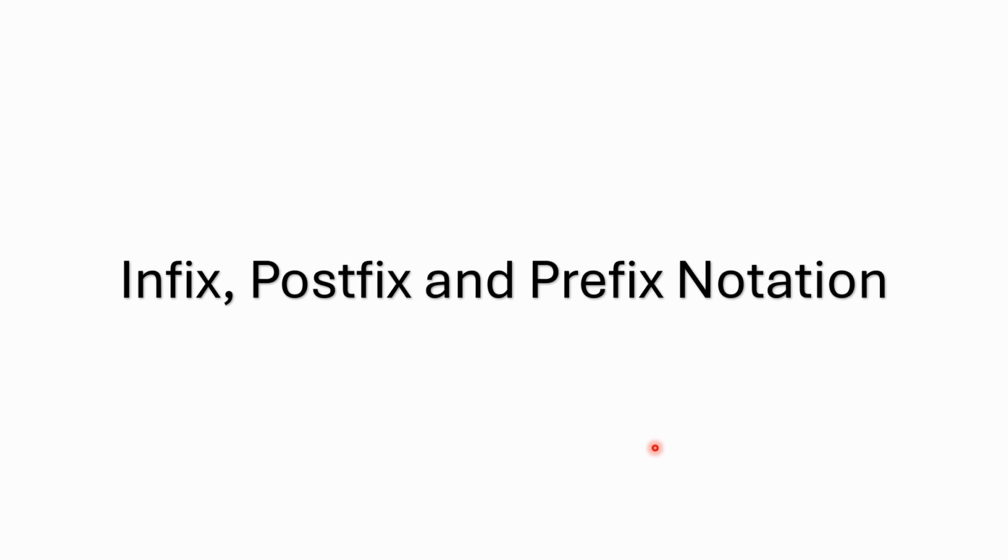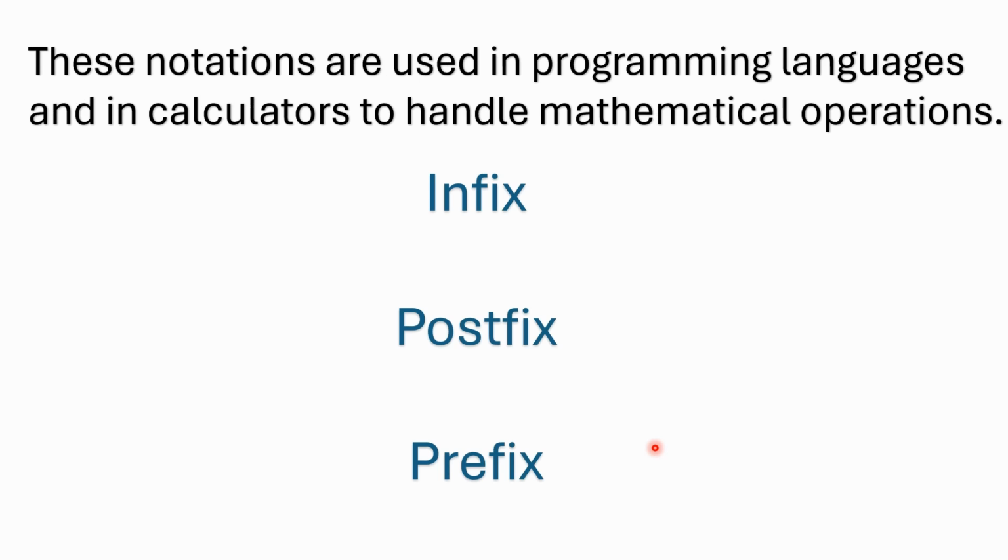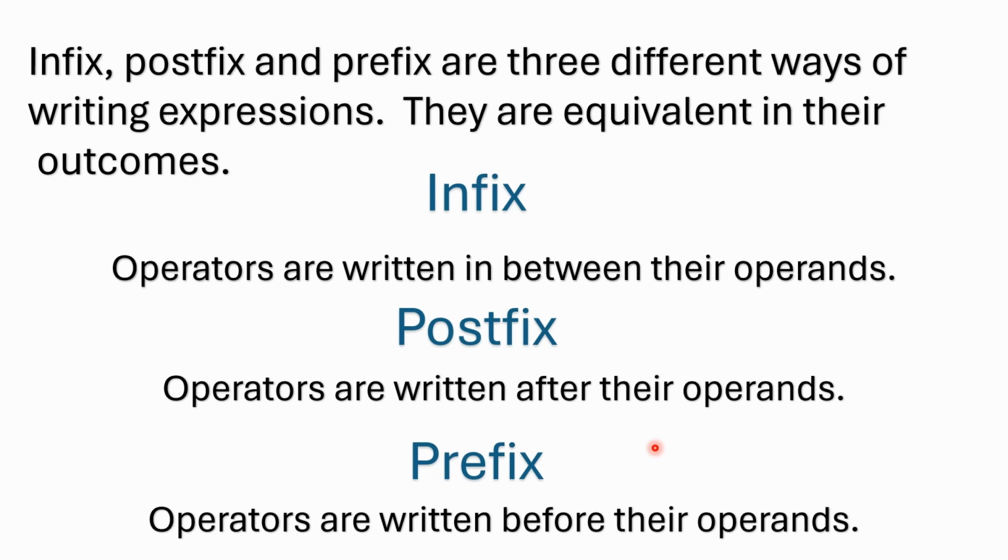I want to talk about different notation in mathematics for performing calculations. The three main types are infix, postfix, and prefix notation. They are three different ways of writing expressions, and they're equivalent in their outcomes. These notations are often used in programming languages, also in calculators to handle mathematical operations.